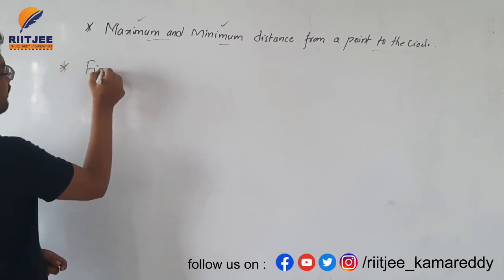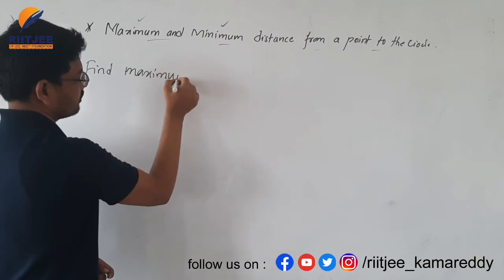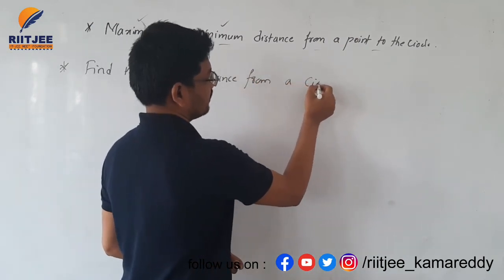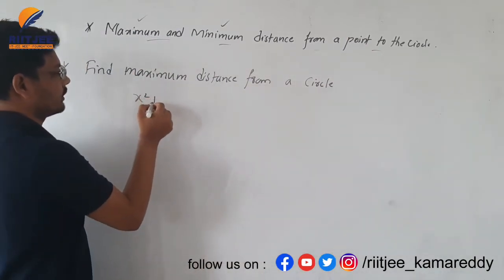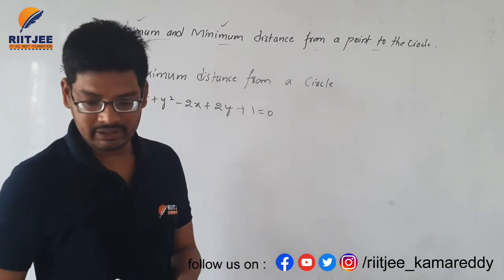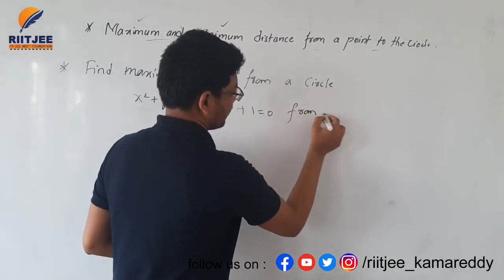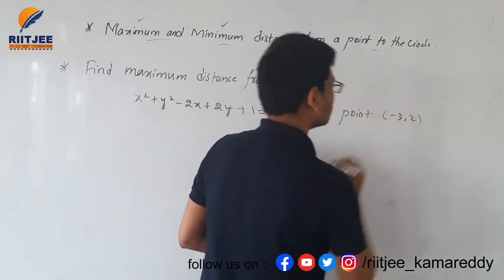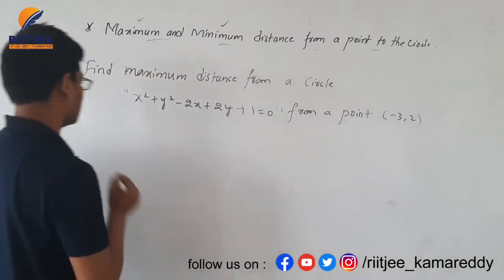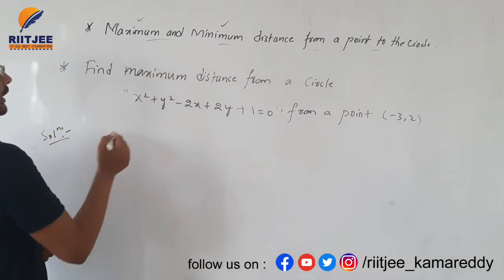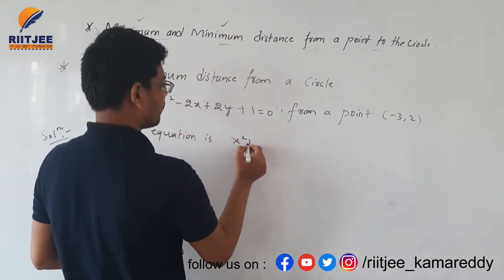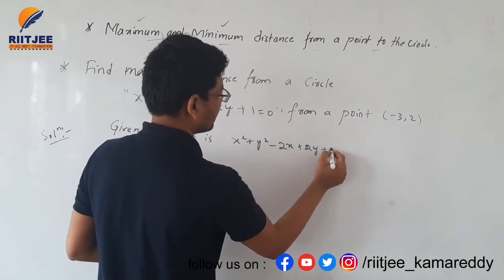Find the maximum distance from a point (-3, 2) to the circle x square plus y square minus 2x plus 2y plus 1 is equal to 0. This is the circle equation, from the point (-3, 2). The solution: the given equation is x square plus y square minus 2x plus 2y plus 1 equals 0. This is equation number 1.